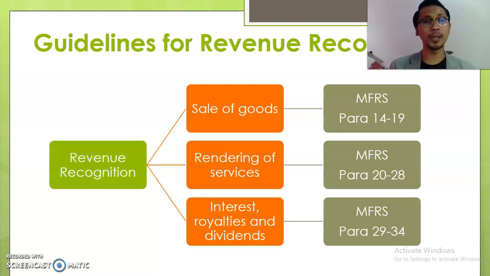Generally, revenue is recognized when it is both realized or realizable and earned. You can refer to Activity 6.8, which lists the criteria that must be satisfied for revenue recognition. For the specific standard, you may refer to MFRS 118, paragraphs 14 to 19 for recognition of the sale of goods, paragraphs 20 to 28 in terms of revenue from services, and for interest, royalties, and dividends, you can refer to paragraphs 29 to 34 in the same standard.